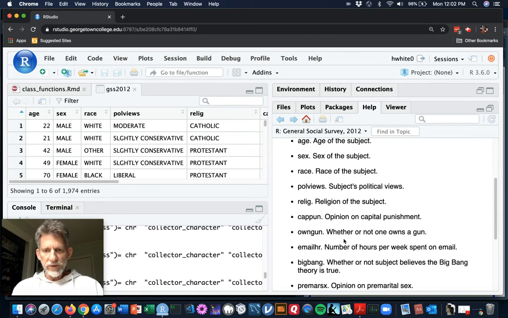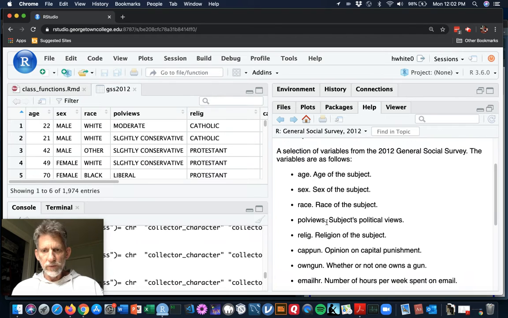One of the questions that people were asked in 2012, a question they ask typically every time, is what's your opinion on capital punishment? And the responses are in this variable kapun.